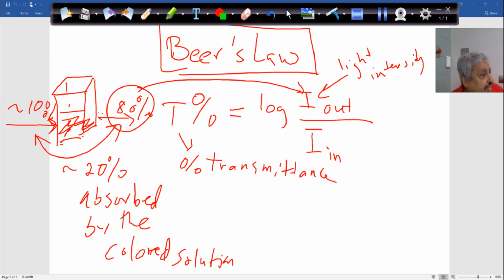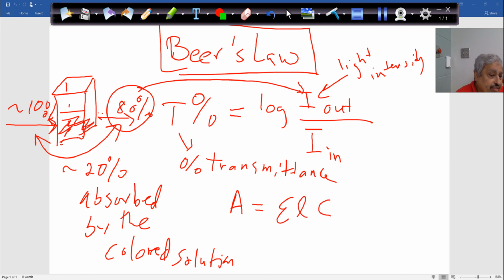Any compound that has a color will give you this effect. A colorless one transmits the light 100%, it will not absorb, correct? And if you look at this, the absorbance of this compound for this light will be epsilon L C.